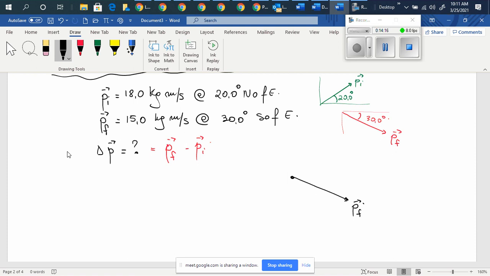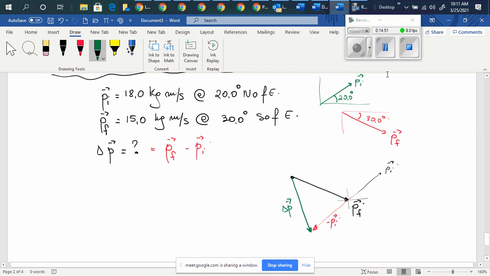If we were adding just P initial, we would go in this direction. Since we are adding negative P initial, we extend the vector in the opposite direction with the same magnitude. So negative P initial is here. Therefore, the change of momentum will be this one here, which has the same direction as the change of the velocity.